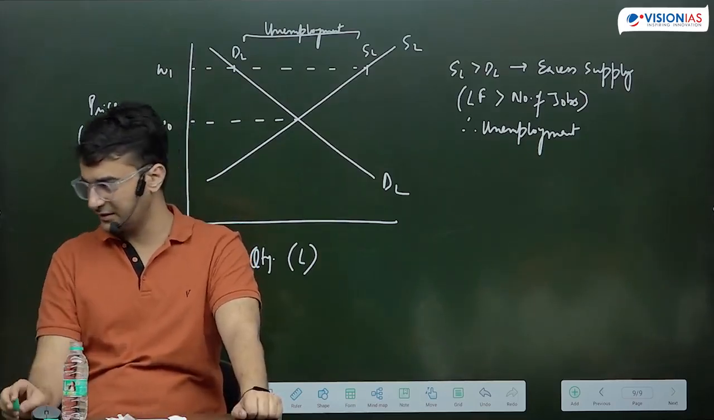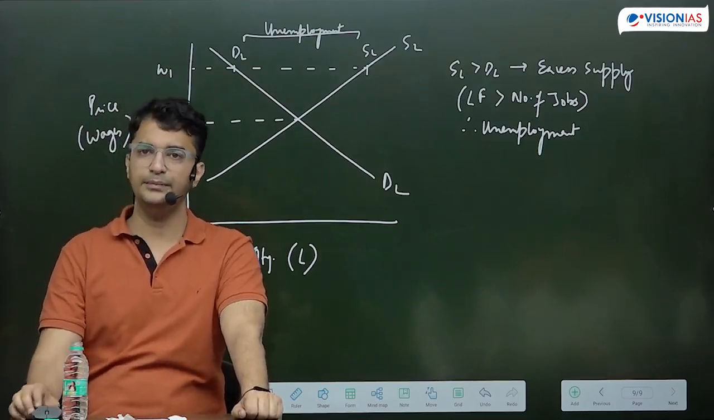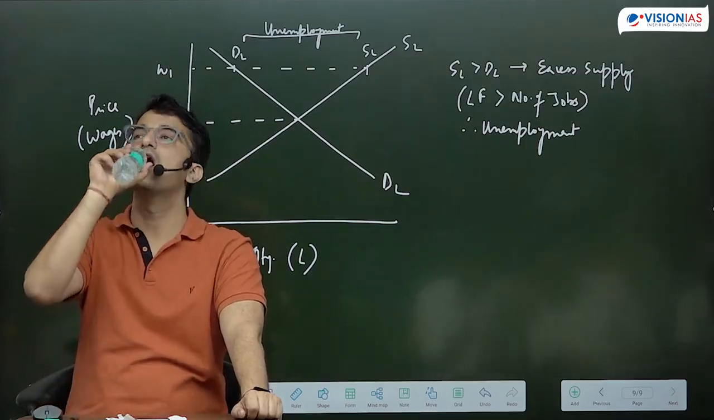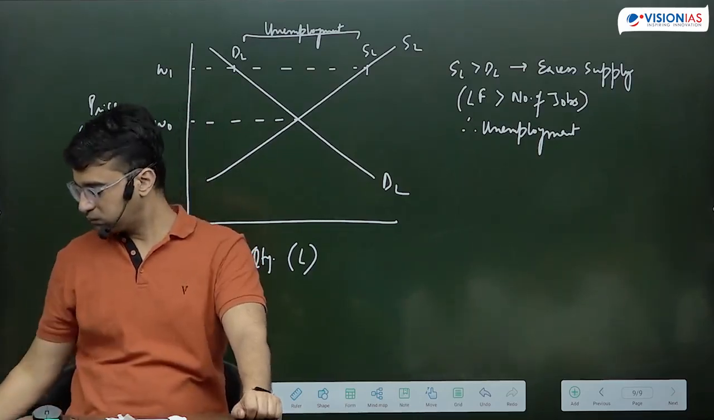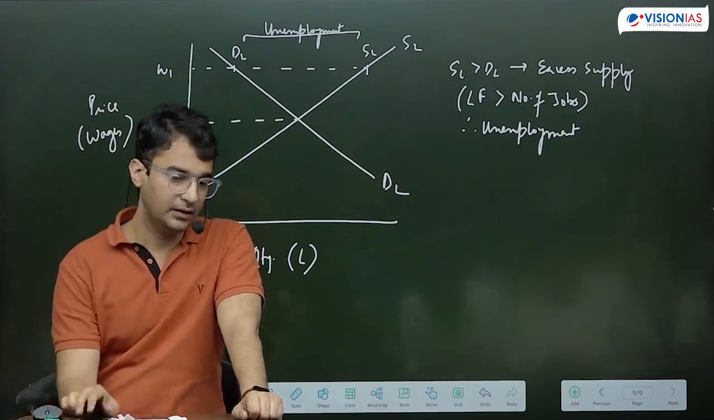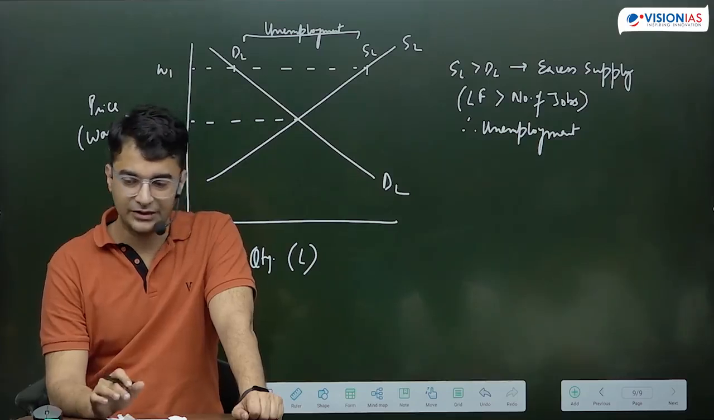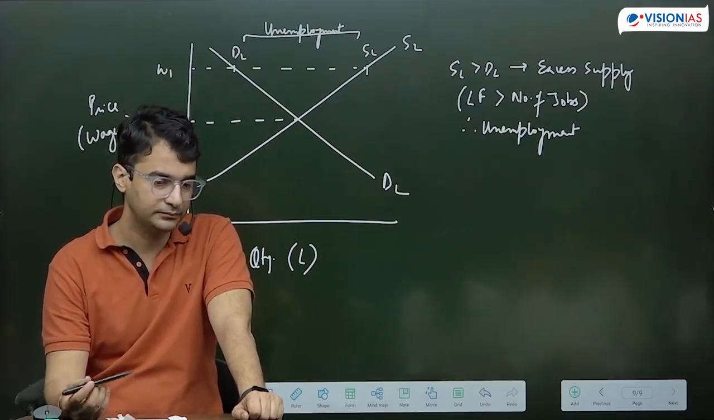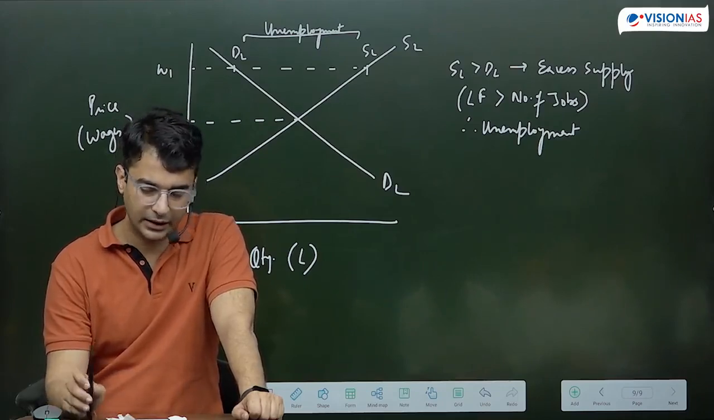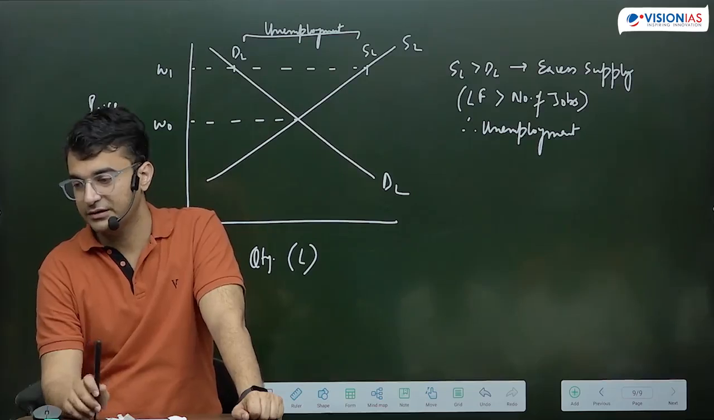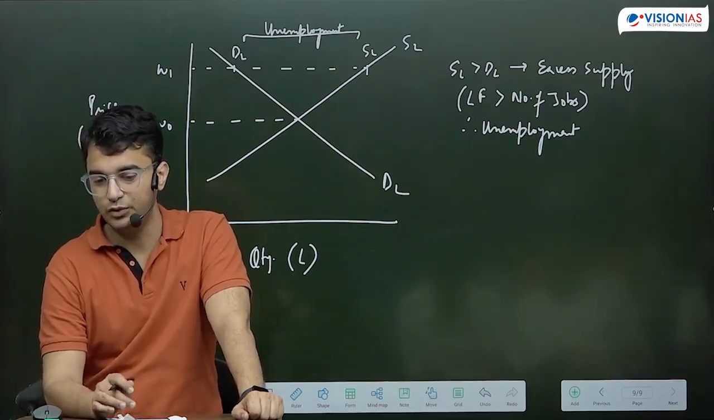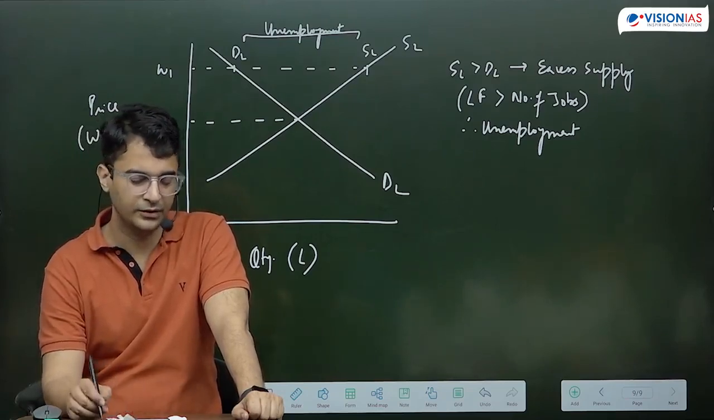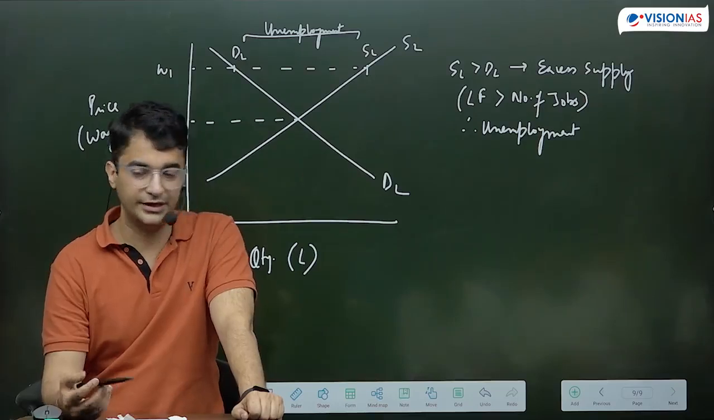Next line, the last line: thus unemployment is explained as being due to inability of wages to adjust towards the equilibrium.